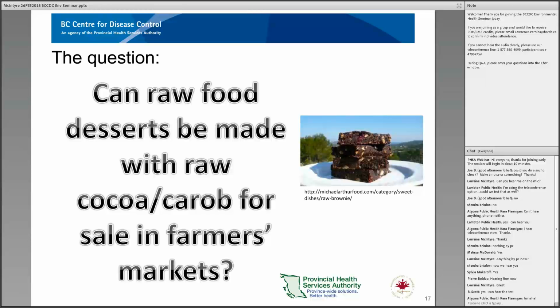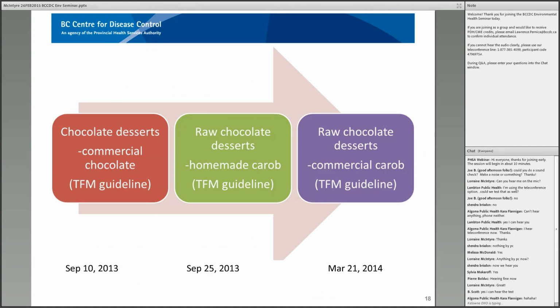I don't know if you guys get a lot of farmers market questions, but we get lots and lots. So this actually started with commercial chocolate, and we had 3 different requests related to chocolate over the course of about 6 or 7 months. It started with our temporary food market guideline, that's the TFM that you see at the bottom of each of those 3 squares. And it was to do with making desserts from commercial chocolate. Then we had the homemade carob raw chocolate dessert, and then the commercial carob raw chocolate dessert. So we had 3 different questions.